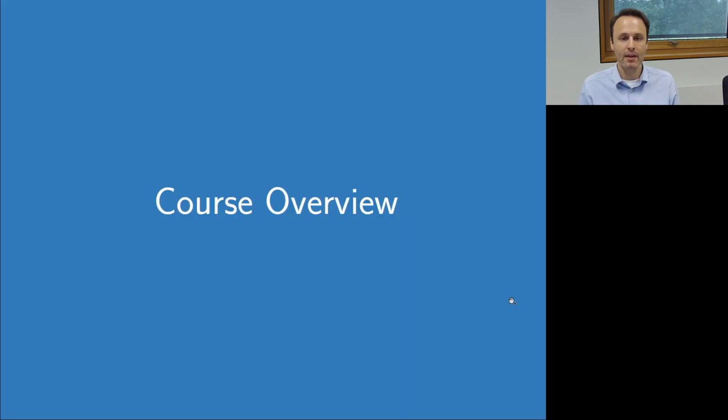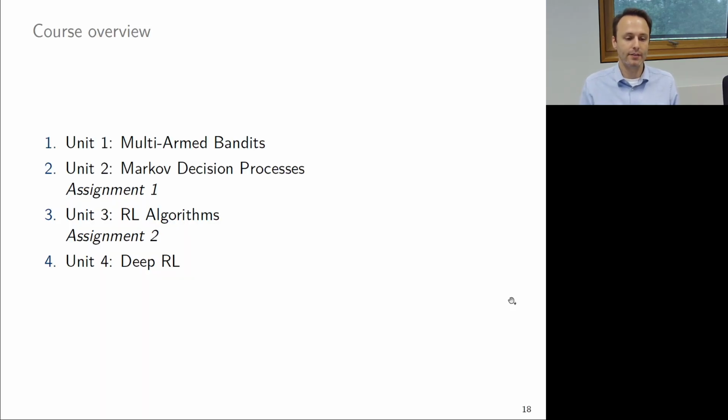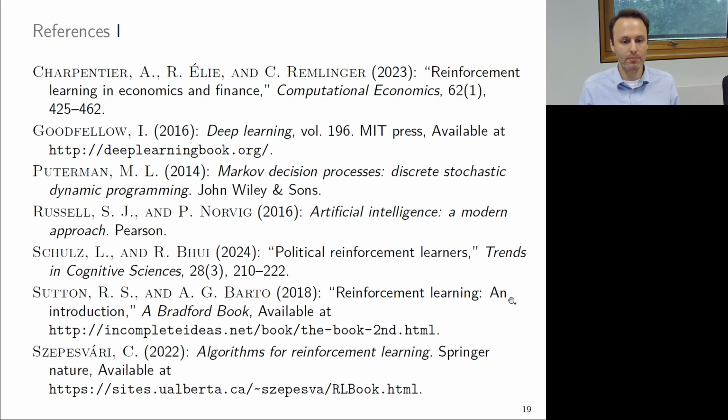Now, this course starts with multi-armed bandits, which is a really cool set of reinforcement learning methods. Then we go into the Markov decision processes and understand what is behind everything. Then we look at the most important reinforcement learning algorithms and finish up with deep reinforcement learning algorithms. So here are some references where you can take a look at and learn about learning with reinforcement.